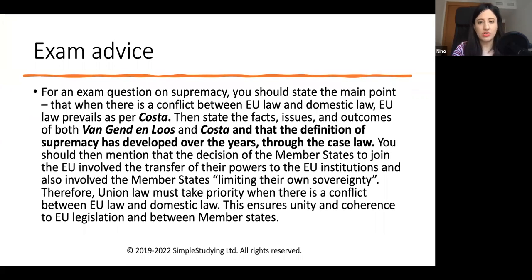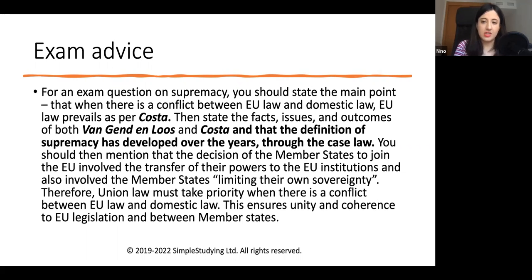For an exam question on supremacy, you should state the main point that when there is a conflict between EU law and domestic law, EU law has the priority, and you need to cite the relevant authorities. Everything you say in a problem or an essay question has to be properly referenced in a scholarly style, unless otherwise advised. For example, if it's an exam, sometimes some issues with referencing are tolerated. So make sure that you understand what the referencing rules are. And if it's a scholarly essay, you need to footnote the relevant authorities.